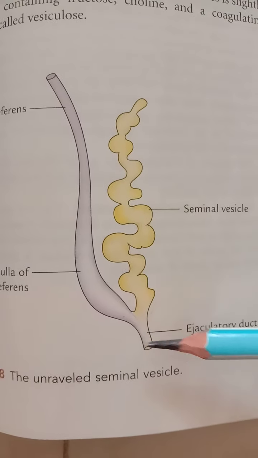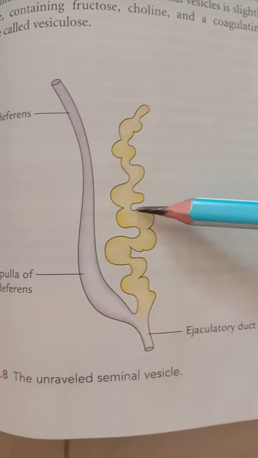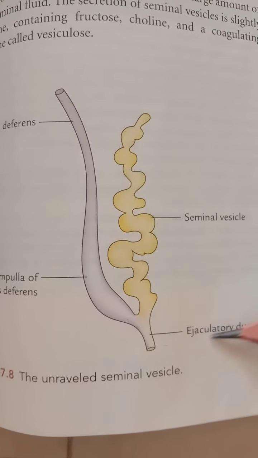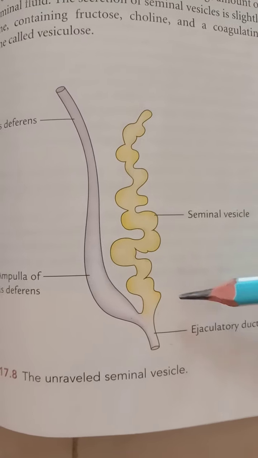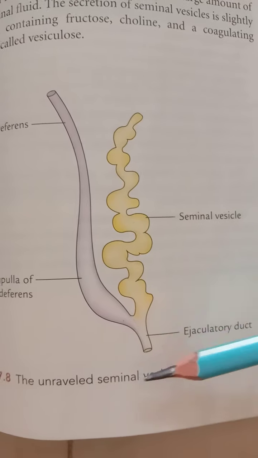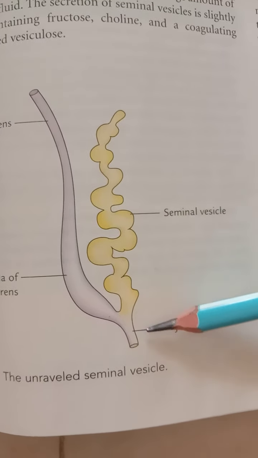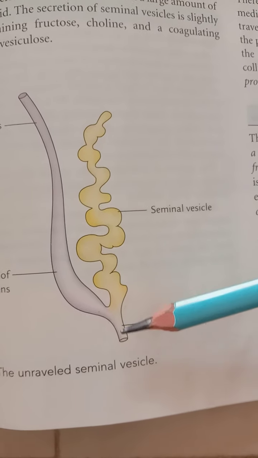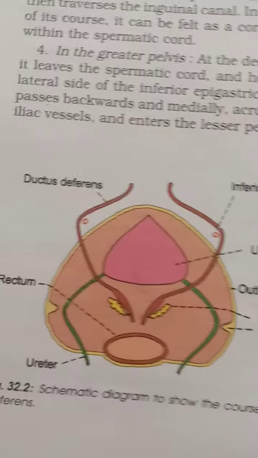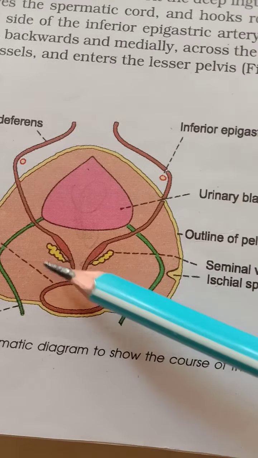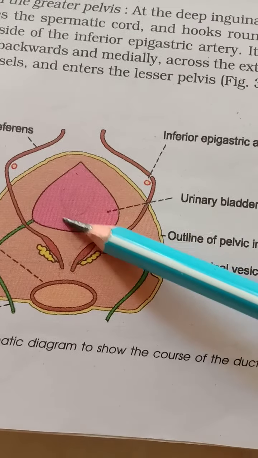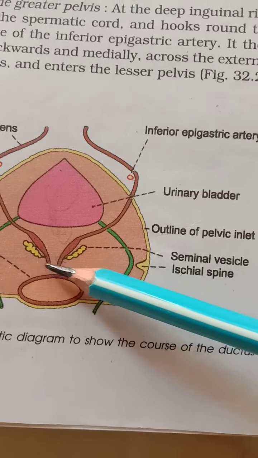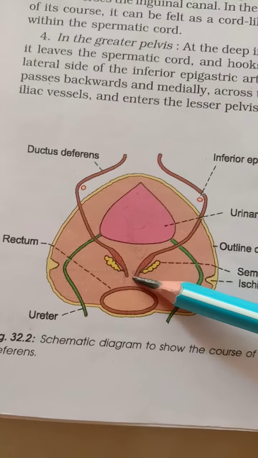Next is the ejaculatory duct. Here you can see the seminal vesicle and the vas deferens, and both ducts join to form the ejaculatory duct. The ejaculatory ducts are two in number, present one on each side of the median plane at the lower part of the urinary bladder, the base of the urinary bladder. Here in this diagram you can see the two ejaculatory ducts, this one, the urinary bladder, vas deferens, and the seminal vesicle. So here the two ejaculatory ducts are present.